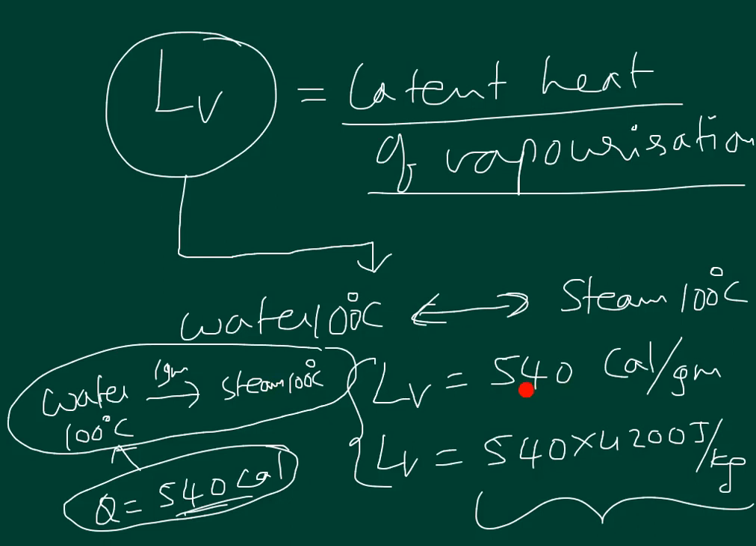So for that how much? 540. That's why we have given the value of LV as 540 calorie per gram. If you provide 540 calories for 1 gram, then water at 100 to steam at 100, or steam at 100 to water at 100, conversion takes place. This is called latent heat of vaporization.